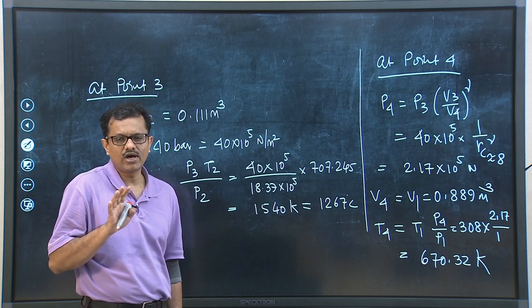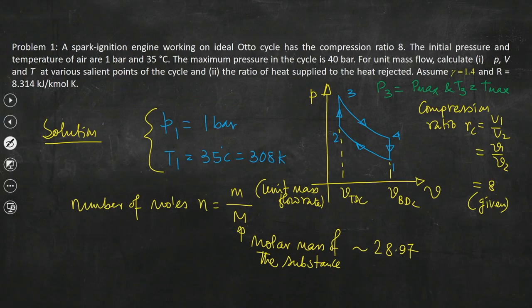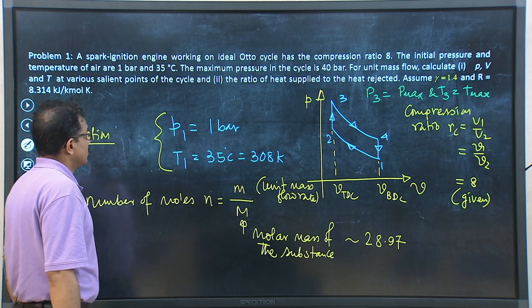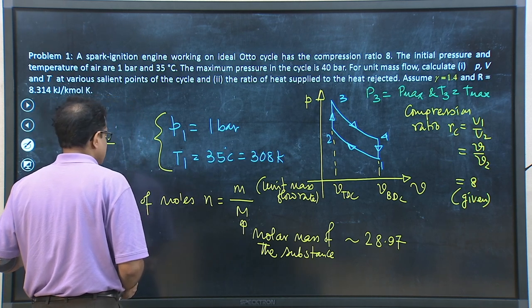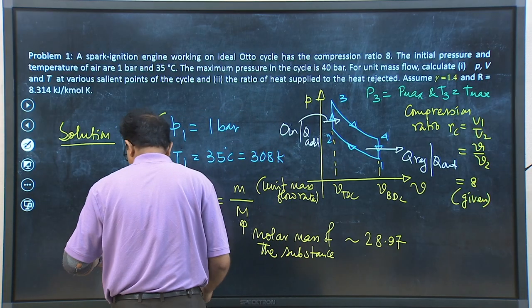And we have identified all these processes. Now, next we have to calculate heat supplied and heat rejection. So, let us go back to the problem statement. The question is, we have to calculate the ratio of heat supplied to the cycle to the heat rejection. This is Q out or Q rejection, and this is Q in or heat addition. These two processes are constant volume processes, so we need to calculate CV.